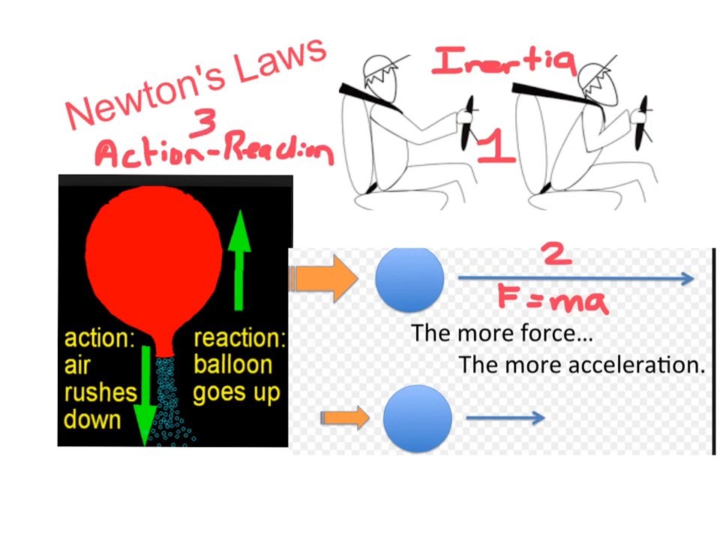For action-reaction, the definition is that for every action there's an equal but opposite reaction. And you have to remember that action-reaction pairs are forces that act in opposite directions on different objects. So the air is coming out of the balloon, and as a result, the air is pushing against the balloon, and the balloon is pushing against the air, and so the air goes one way, the balloon goes the other way. So that's it in a nutshell for the physics recap.